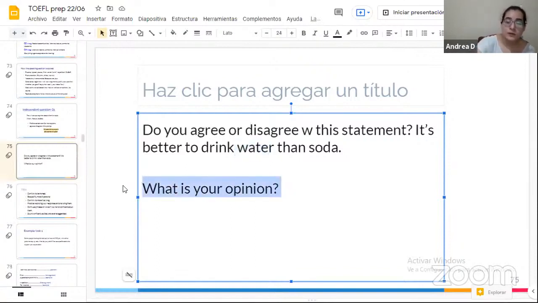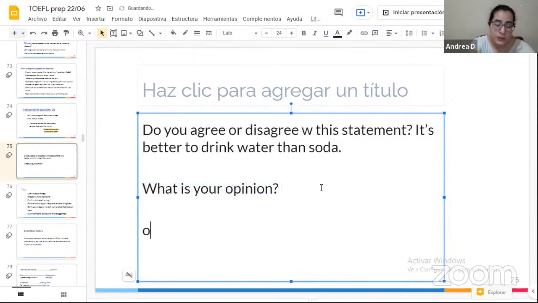However, when you have this, what is your opinion, some people think that in that case, you could do that. You could say, well, I think that water and soda are kind of the same for me. So I don't really have a mind about it. But still, the best shot that you could have is to go for one and support that one. So have as strong a mind as you can for this question.